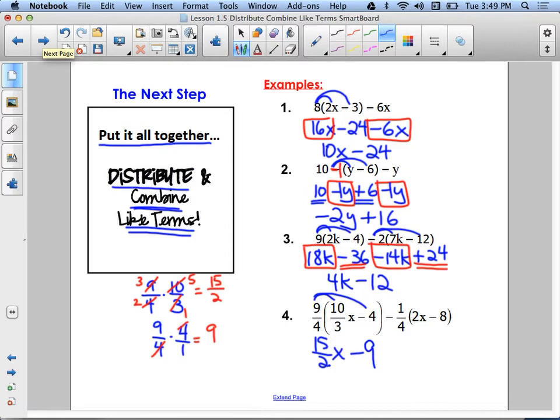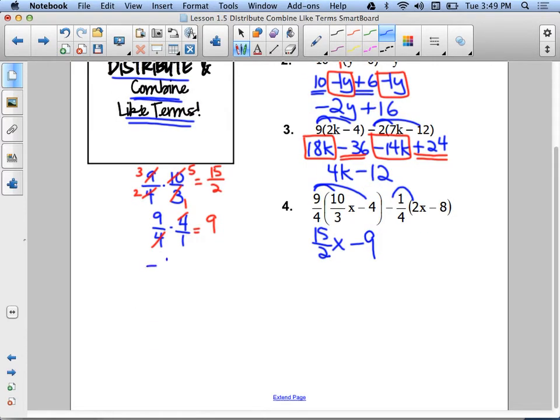Now we have to distribute across the other parentheses. Negative 1/4 times 2x. I'll extend this. Negative 1/4 times 2. Okay? So that's like a 2 over 1. I can cross cancel here. And I'll end up with negative 1/2. All right, so what I see here is minus 1/2 x.